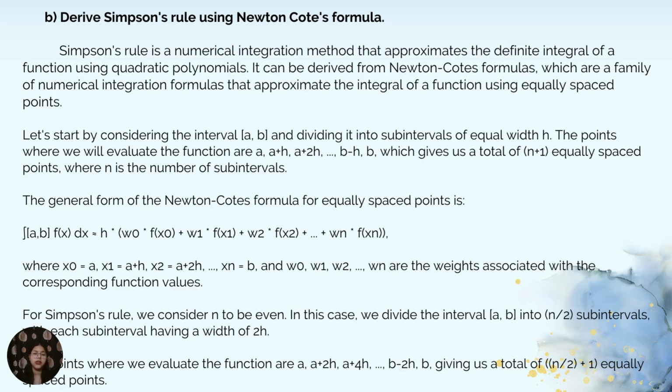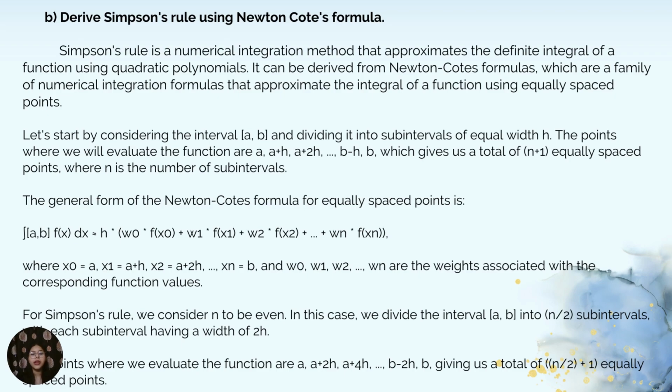The general form of the Newton-Cotes formula for equally spaced points is the integration in the range of a and b of f of x dx is equal to h star (w0 star f of x0 plus w1 star f of x1 plus w2 star f of x2 and so on). Here star is the multiplication operation, where x0 is equal to a, x1 is equal to a plus h, and x2 is equal to a plus 2h, till xn is equal to b, and w0, w1, w2 to wn are the weights associated with the corresponding function values.